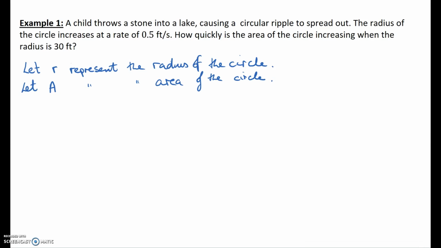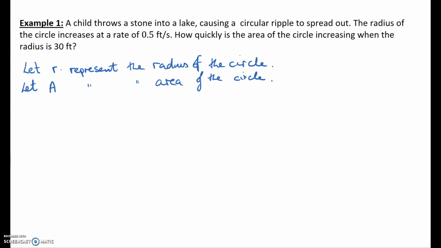Now, in the past, when you've been modeling real life situations, they've been static. So R has stood for a certain number, A has stood for a certain number, but in this case these are changing. In calculus, things are changing all the time. So R doesn't have a fixed value except at a particular point in time.